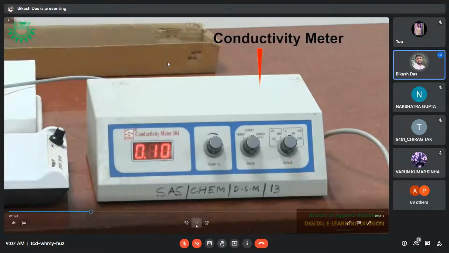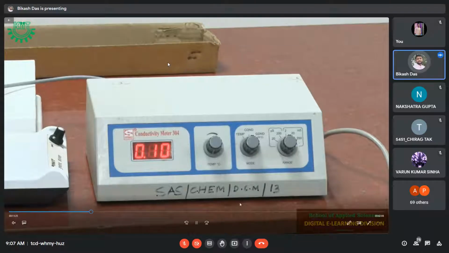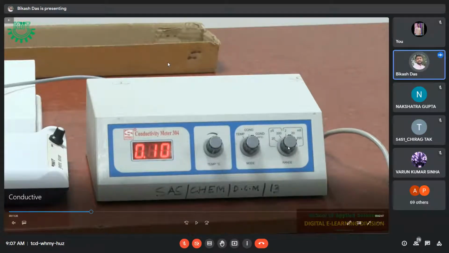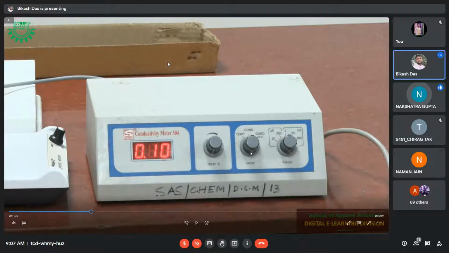You see, the third one is about range. Let me explain the range. Okay, the two parts, temperature and mode, are understood, class? Yes, sir. Okay. When do you choose the range button? How do you select the range?